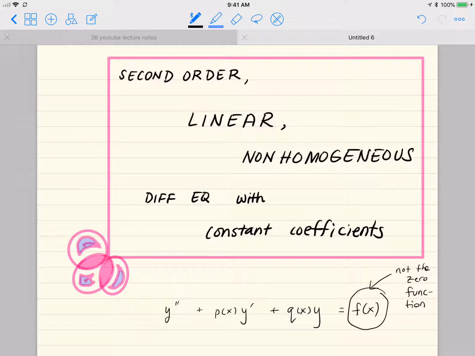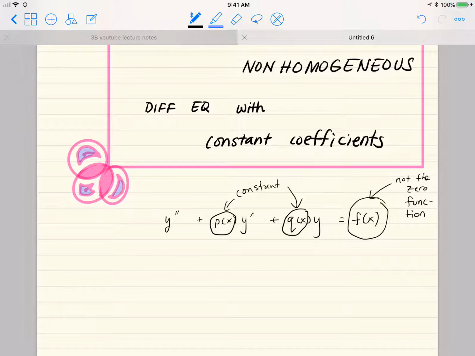And then lastly, if we're told that we're going to have constant coefficients, that means that p and q are constant functions. So we're going to be solving differential equations that look kind of like a y double prime plus b y prime plus c y equals f of x, where f of x is not the zero function.